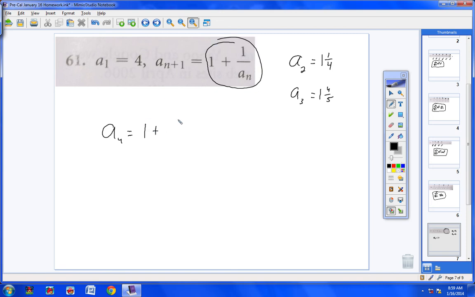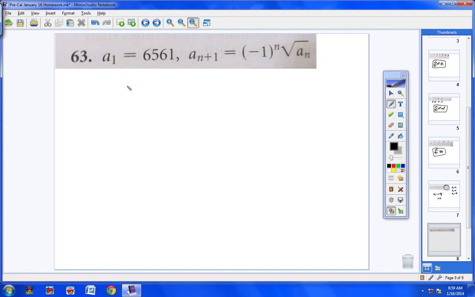So 1 plus 1 over a subscript 3, which is 1 and 4/5. I'm going to put 9/5. And that would be 1 plus 5/9, because 1 divided by 9/5 is 5/9. And so your fourth term would be 1 and 5/9. Okay? So back this up and watch it again if you need to, but that's how you would solve 61.